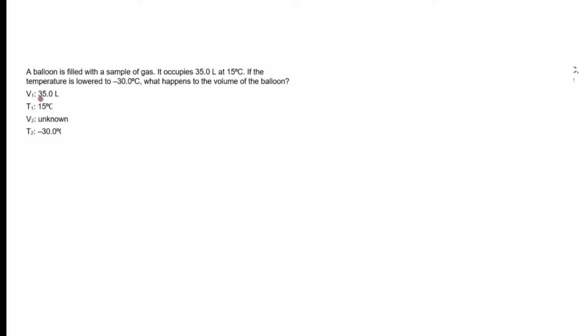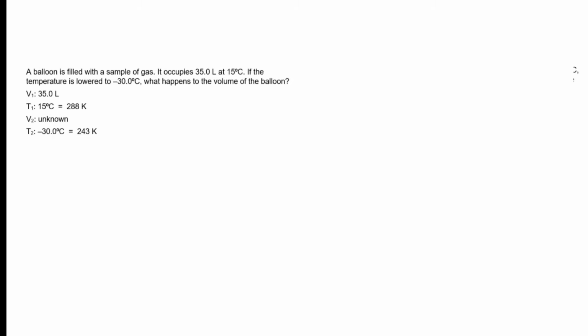Okay, let's write down what we know. We know our initial volume, that's 35 liters. We know our initial temperature, that's 15 degrees Celsius. We do not know our final volume, but we do know our final temperature at negative 30 degrees Celsius. Before we plug into Charles's law, we need to make sure that our temperatures are measured in Kelvin. So let's convert those now. Our 15 degrees Celsius is 288 Kelvin, and our negative 30 is 243 Kelvin.